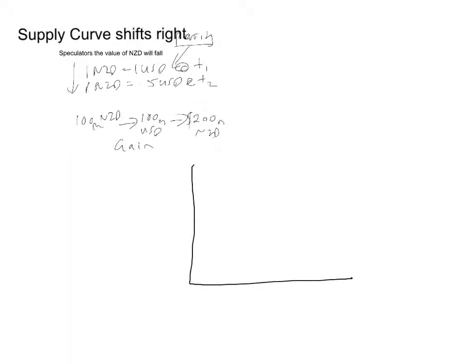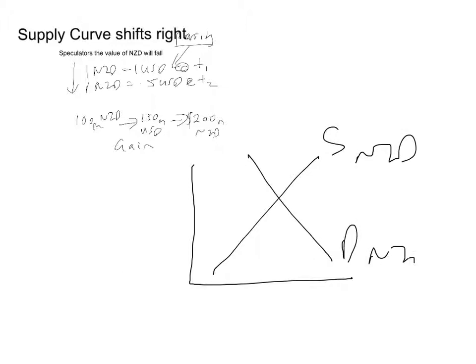Here's our model. Here's the supply of New Zealand dollars. Here's the demand for New Zealand dollars. Speculators believe that the New Zealand dollar is going to lose value relative to other currencies. So they're going to want to get out of the New Zealand dollar very quickly. So they're just going to supply New Zealand dollars. And so what have we got? Well, it's telling us that we've got a depreciation of the New Zealand dollar.